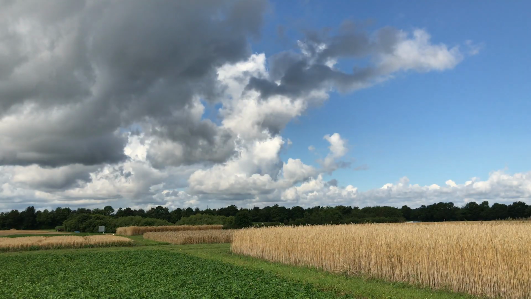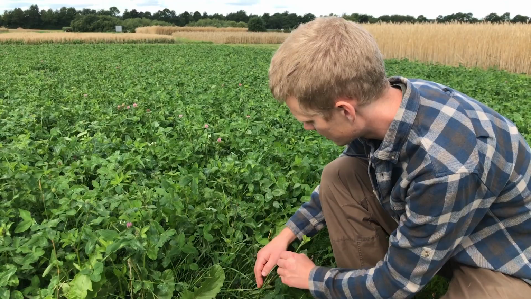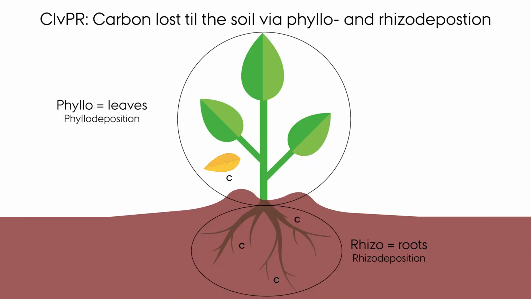And when we have the cover crops, they both reduce nitrogen leaching, but they can also store more carbon into the soils via the photosynthesis. But we need to quantify and optimize this carbon input from the plants to the soil. And it's not only the roots and the leaves, it's also something called the phyllo and the rhizo deposition of carbon to the soil from the plants.